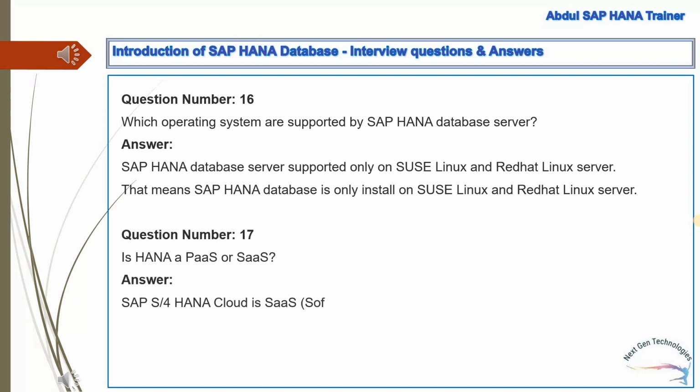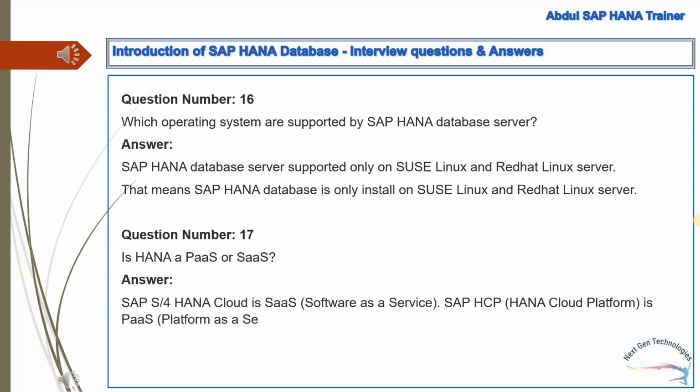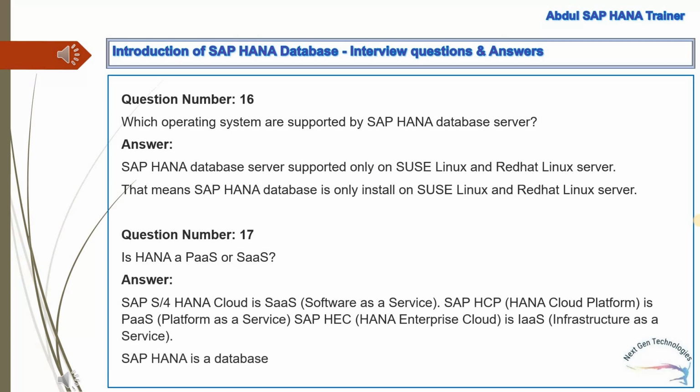Question number 17. Is HANA a platform as a service or software as a service? Answer. SAP S/4HANA Cloud is software as a service. SAP HANA Cloud Platform is platform as a service. SAP HANA Enterprise Cloud is infrastructure as a service. SAP HANA is a database.